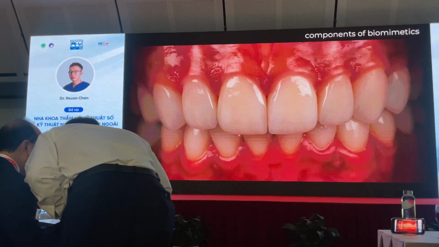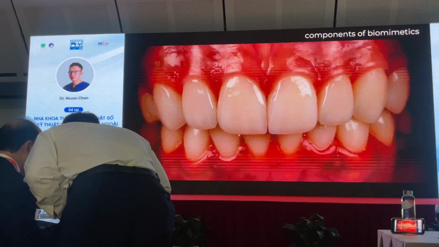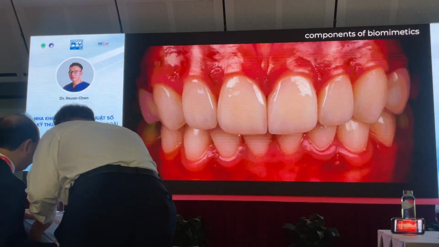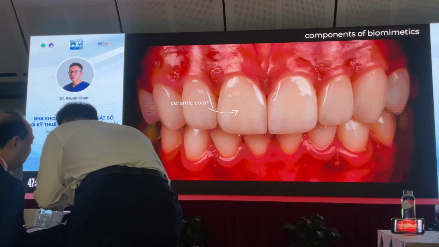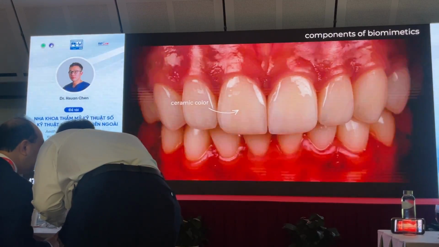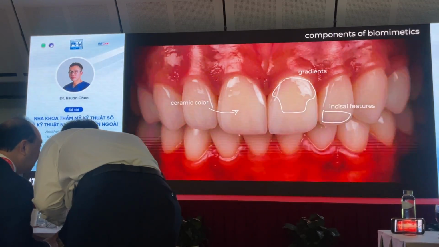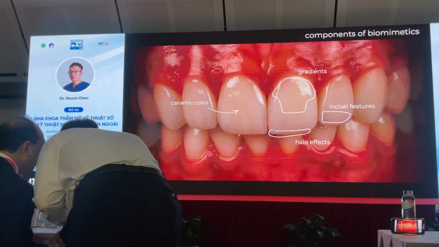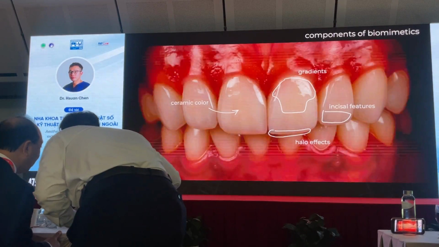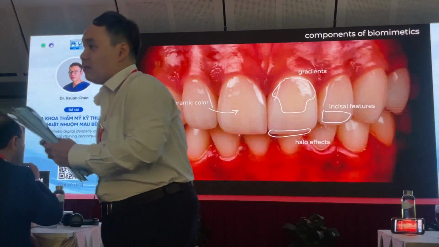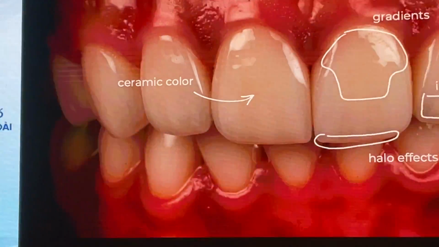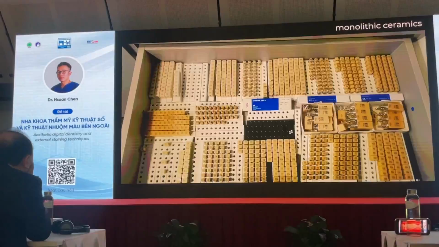So when we look at a case like this, a full mouth case, in order to make it look more realistic, there are some things that we have to do, right? So there are 2 parts. The first part is we have to choose the right ceramic color. And once we choose that, then if you look at all these details, we have gradients, we have incisal features, and we have some halo effects. On the left is a choice that we made. On the right is the staining that we did. Okay? So this is what makes chairside veneers biomimetic. What we can do to make it look more natural.